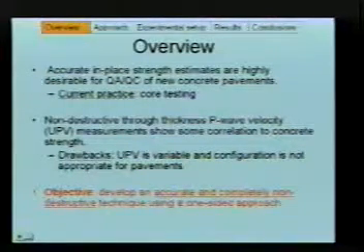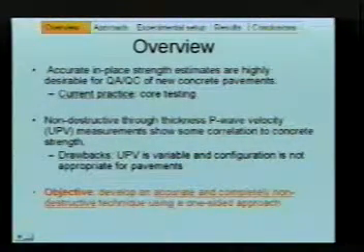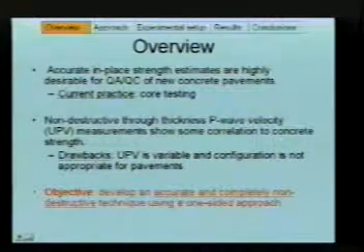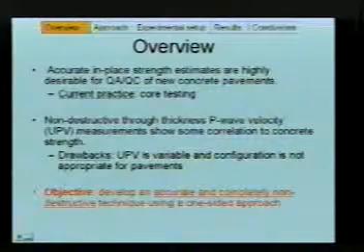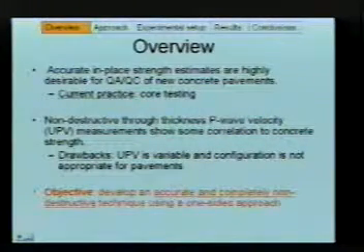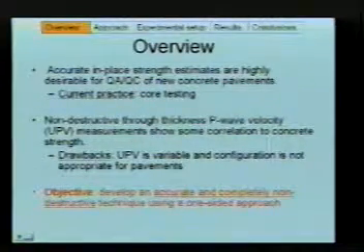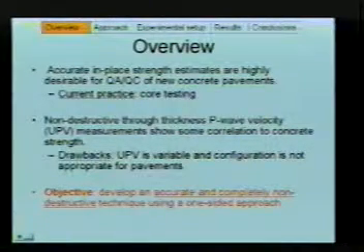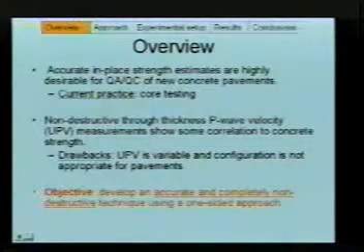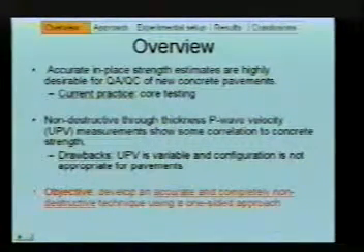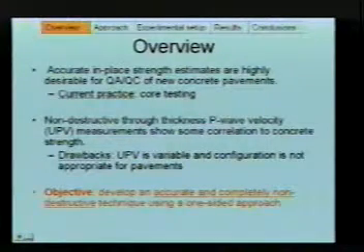So the common practice right now is to use cores. Cores are a fairly direct measurement of the strength of a pavement. However, they are highly expensive because you need to take a lot of cores. You need a lot of time to do this core testing. And besides that, you're leaving some damage in the concrete that later needs to be patched. And this is a statistical problem too, because you need to take a certain amount of cores in order to have good correlation with your data.